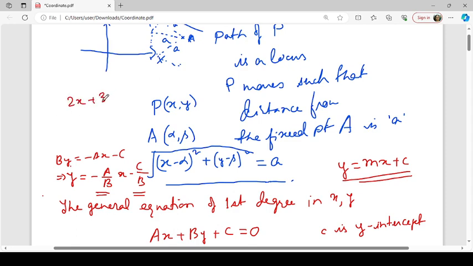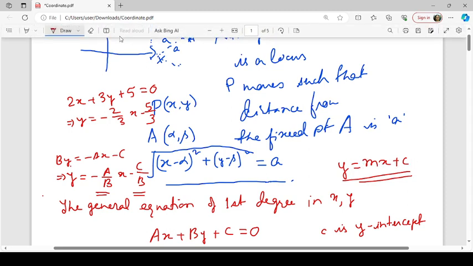2x plus 3y plus 5. So this is the equation of first degree in x and y. So we write y as minus 2 by 3 x minus 5 by 3. So it is of the form y equals mx plus c, the gradient form of the line. So if we are given this equation, we say minus 2 by 3 is the gradient and minus 5 by 3 is the y-intercept. So this is the equation of a straight line, y equals mx plus c.